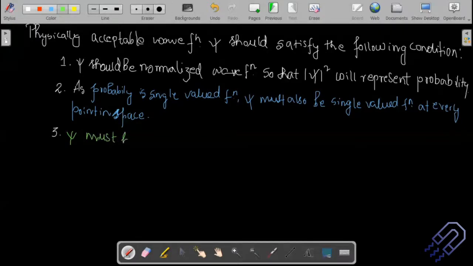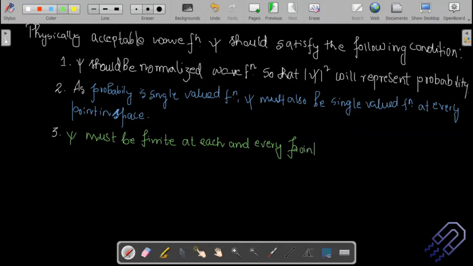Psi, जो मेरा wave function है, must be finite. Anyway, if it's infinite, I'm not going to solve the problem. It's going to get more complicated. It should be finite at each and every point. Important. So we should be having a definite value of psi at each and every point. It cannot be something which is infinite, not defined, and so on. Not possible. Okay? And then finally, this is also an important point.